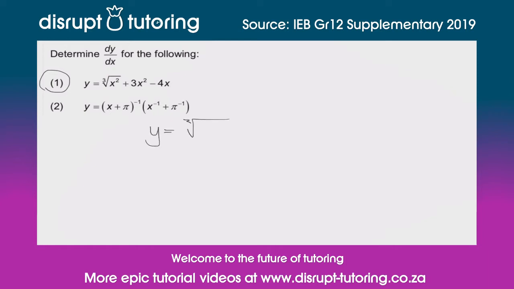So it's going to be the cube root of x squared plus 3x squared minus 4x. So we always know we're going to use our differentiation laws here, and they throw in these cube roots specifically so it's difficult for us to use those. So I want you to rewrite this in a way that's easier to use. So it's going to be x to the power of 2 over 3 plus 3x squared minus 4x. Now we can apply our rules.